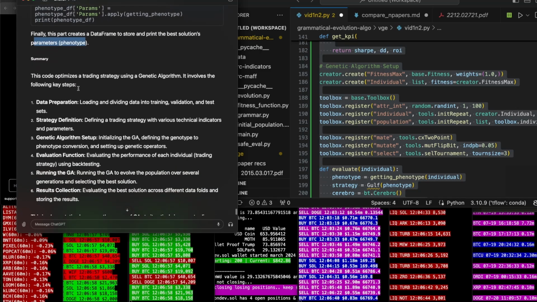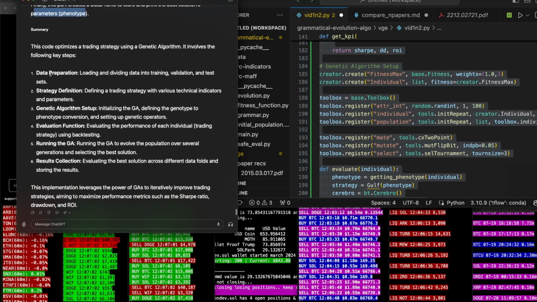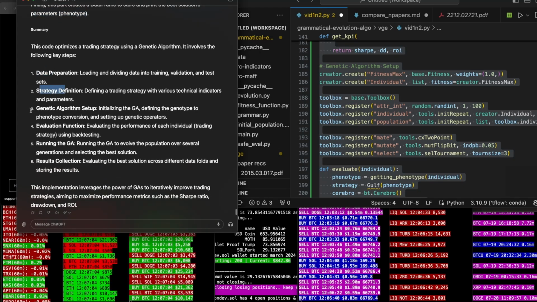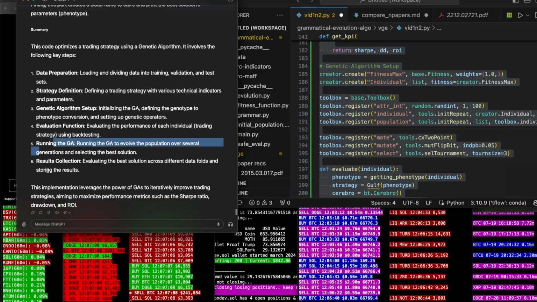This code optimizes a trading strategy using a genetic algorithm. It involves the following steps: data prep, strategy definition, genetic algorithm setup, evaluation function, running the GA, and results.